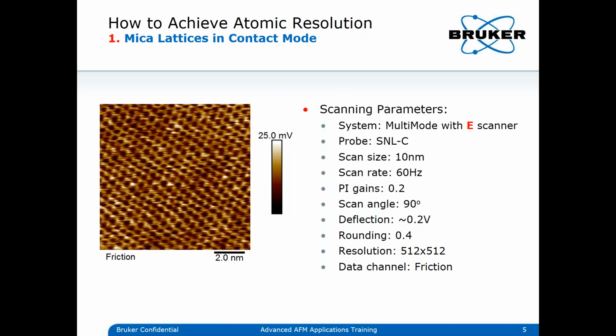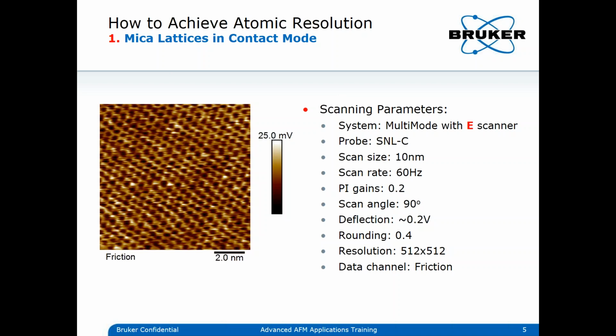As an example, a good probe for that is the SNLC probe, which is the standard silicon nitride lever, which is used for tapping in fluid or contact in fluid. But you can use that again for contact in air as well. Scan size should be about 10 nanometers, and you see here the scan rate. Usually you scan even with an E-scanner in contact mode with 2, maybe 4 hertz. Usually more around 1 hertz.